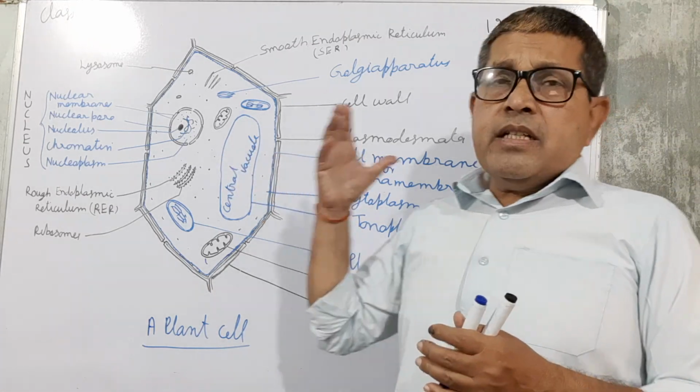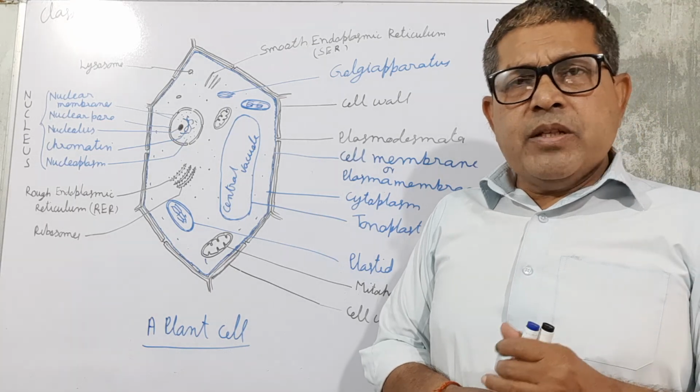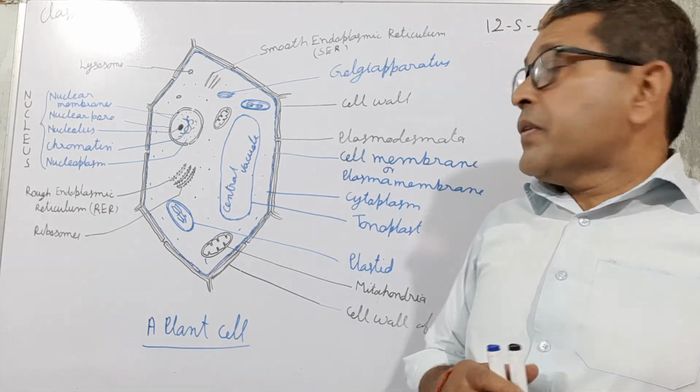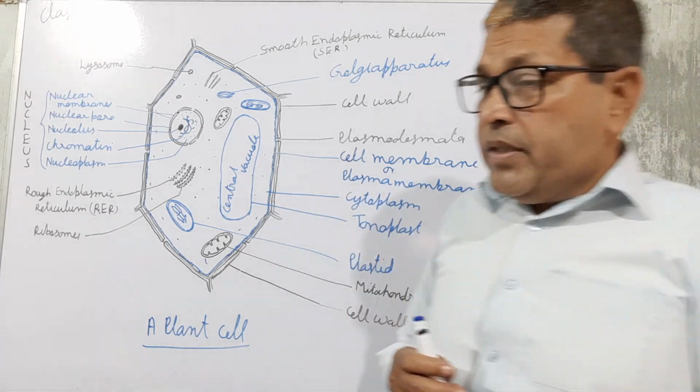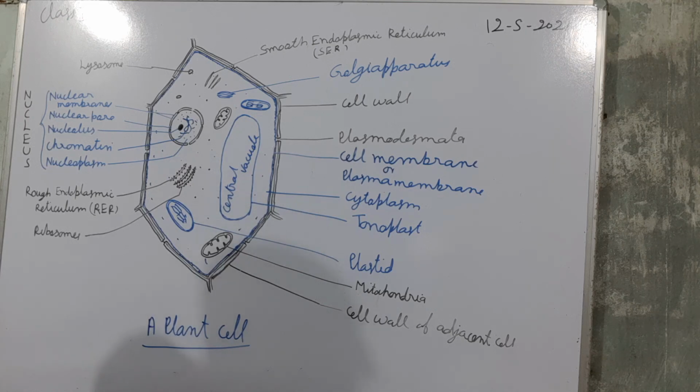So when we discuss in detail the difference between plant cell and animal cell, then we'll study it more clearly. So you draw this diagram in your notebook. So that's for today. Thank you.